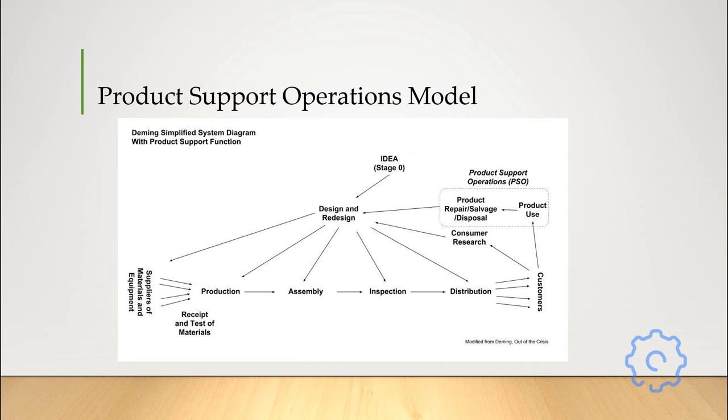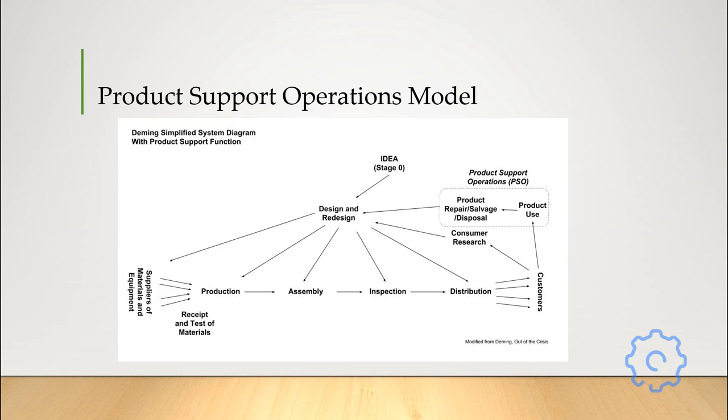The product support operations model expands upon the Deming model by adding the concept of product support operations. Product support operations adds two additional customer interfaces for the organization: product use, and product repair, salvage, and disposal. The product use function provides the design and redesign function with information on how the customer uses the product. This information can be used by the organization to design the product to make it easier to use by the customer, or in some extreme circumstances, such as in military defense articles, to operate the system for the customer.